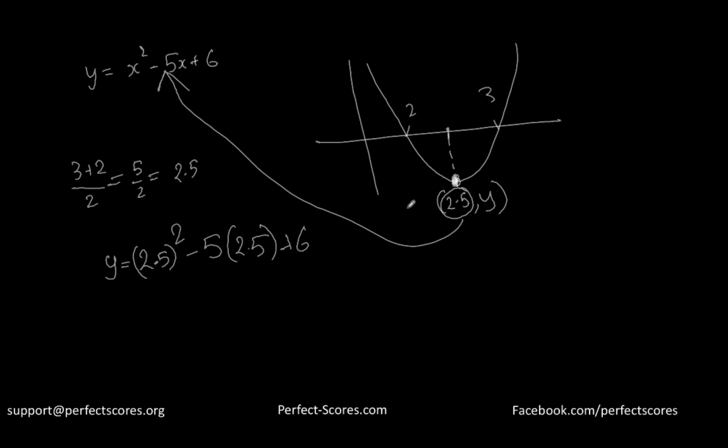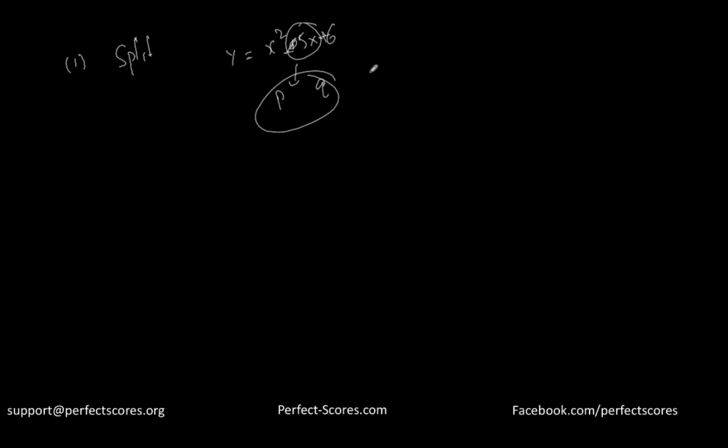So I'm just going to summarize what I did here. The first thing is solving the equation using splitting the middle term. If you have an equation y equals x squared minus 5x plus 6, you split the middle term in such a way that, let's suppose, you split it into p and q such that the product of p and q is the product of 6 and 1, and the sum of p and q is equal to -5. Fine, so that's splitting the middle term.